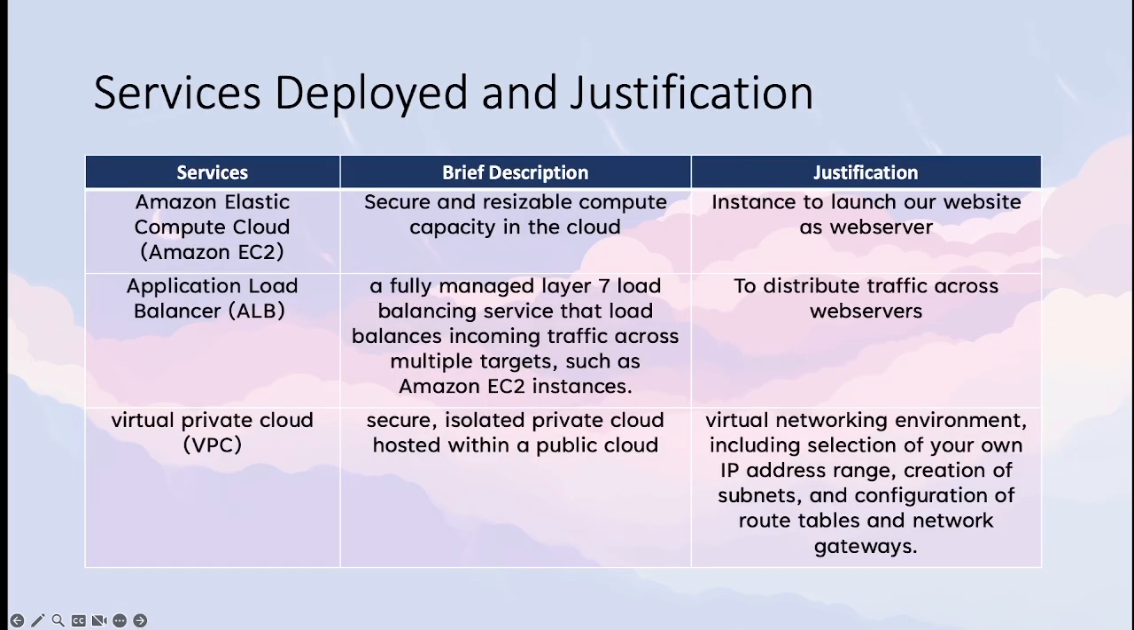Okay, so next, just a brief introduction to the services that have been deployed. EC2 is basically a virtual server in the cloud provided by AWS. ALB is a layer 7 load balancer, which we are using as we are load balancing an application website in the application layer 7. And the VPC is where everything is housed, like IPs, subnets, route tables and network gateways.